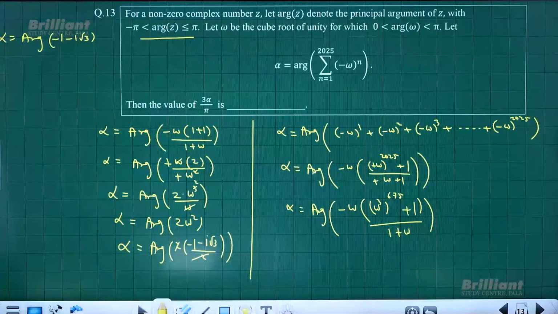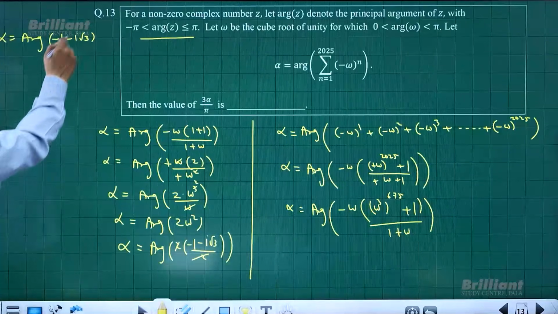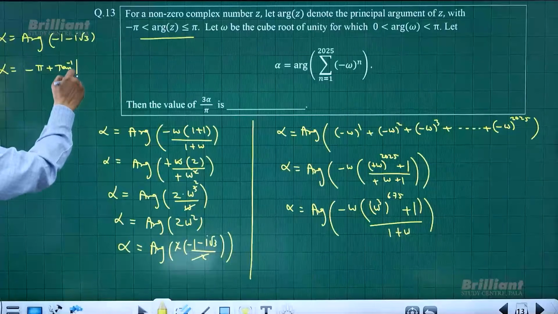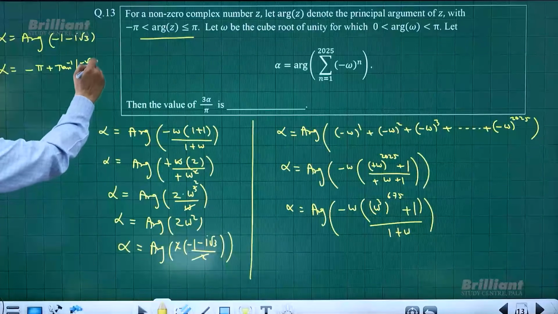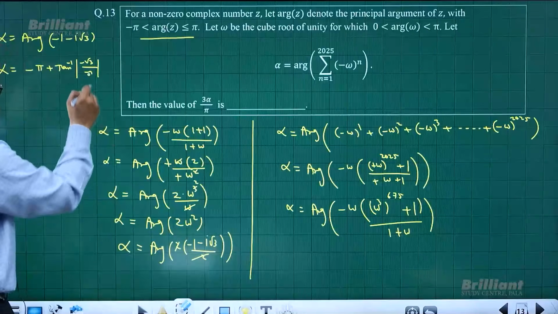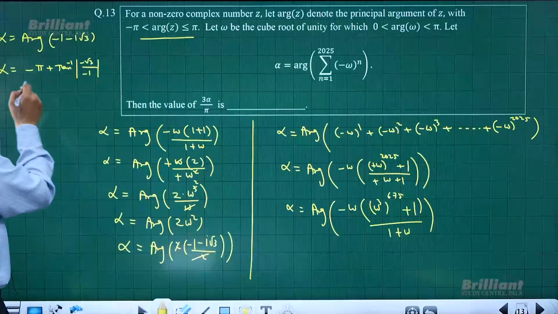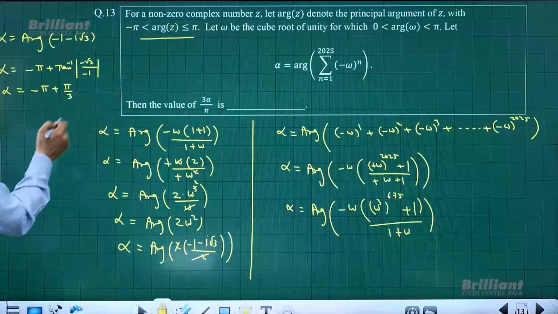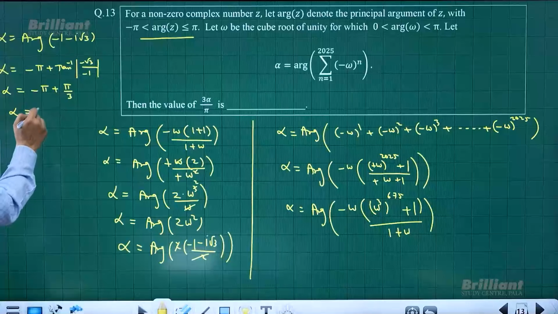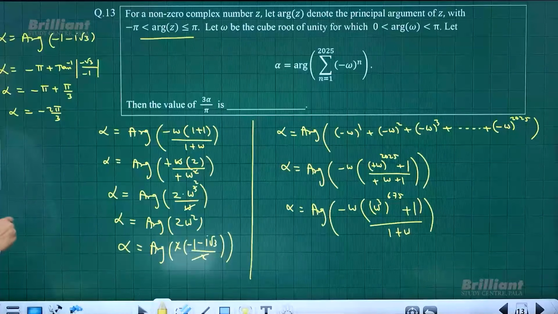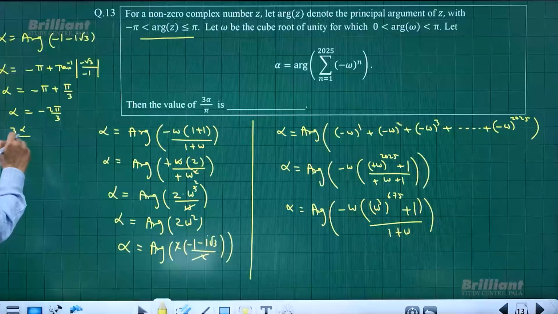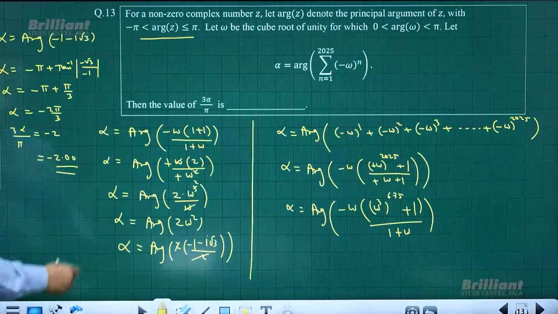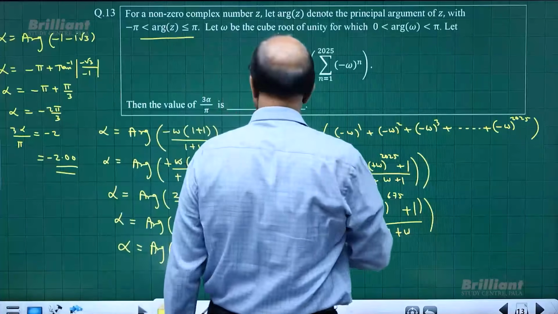This is in the third quadrant, so minus pi plus tan inverse of y by x. So, minus pi plus tan inverse of modulus of minus root 3 by minus 1. So, that is minus pi plus pi by 3, 60 degrees. So, alpha is minus 2 pi by 3. It is asking 3 alpha by pi. So, minus 2. That is what 3 alpha by pi is asking.